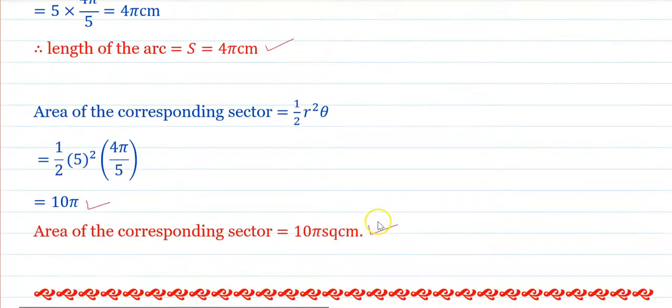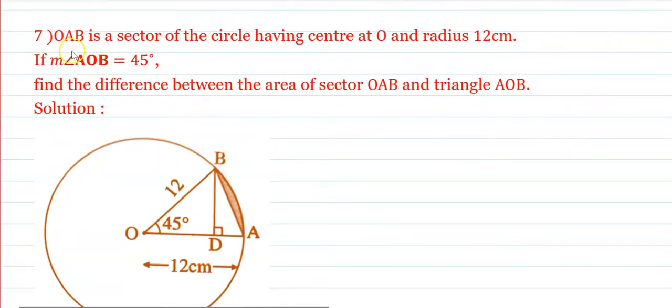These are all standard set questions. Next, OAB is a sector of the circle having the center at O and the radius is 12 centimeter. If the measure of angle AOB is equal to 45 degree, find the difference between the area of the sector and the triangle AOB. Here the measure is given, that is equal to 45 degree. Now we have to find out the area of the triangle.